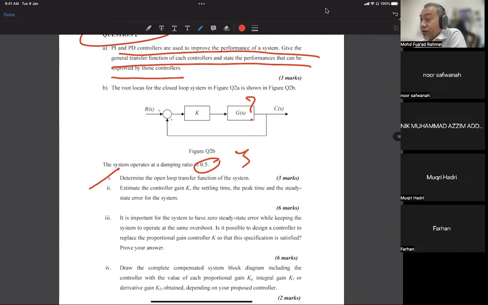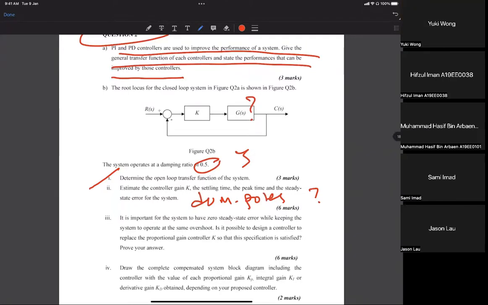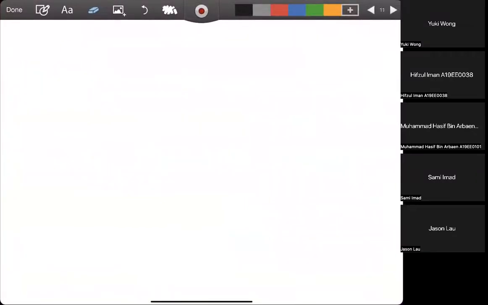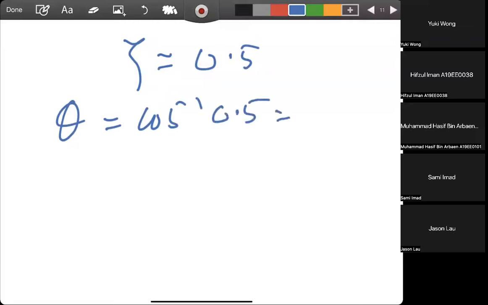So we have to find the dominant pole first, isn't it? You have to find what is the dominant pole. So how to find the dominant poles? Farhan. How to find the dominant pole? Yuki Wong? Yes, doctor. By plotting the zeta line on the graph. All right. By plotting the zeta line, zeta line 0.5. So theta is equal to 60 degrees.